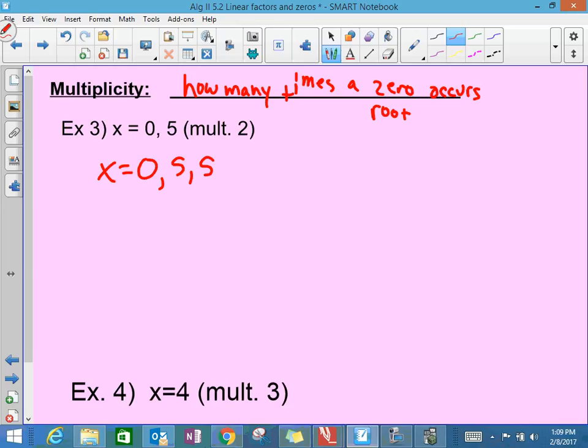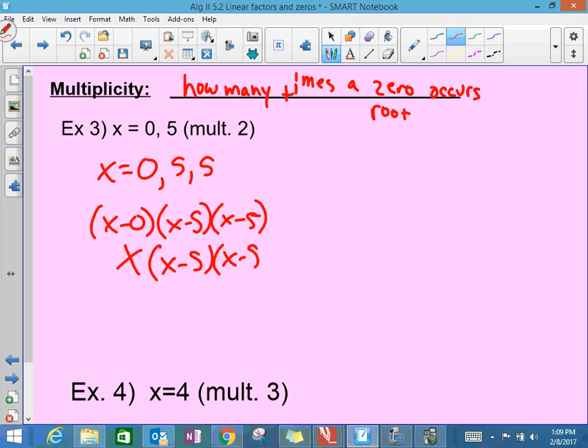So now we have 3 roots, 0, 5, and 5. So again, we would write x minus 0, x minus 5, x minus 5. You don't have to write that, but I'm going to show it for now. This actually becomes just an x, right? X minus 5, x minus 5. So now we have to multiply it all together. So what should we do first?